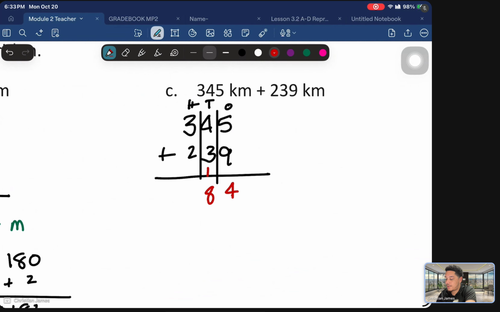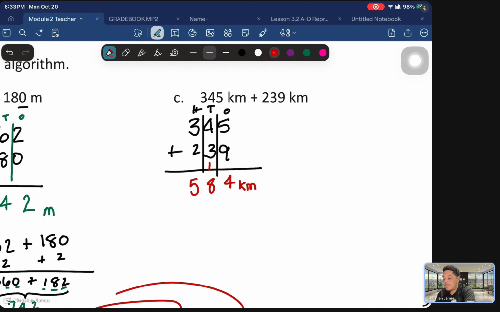Okay? And now in my hundreds place, I have 300 plus 200. And I know that 3 plus 2 makes what? 5. So my answer is 584 kilometers. Now, to check my work, I'm simply going to be using place value discs. Okay?